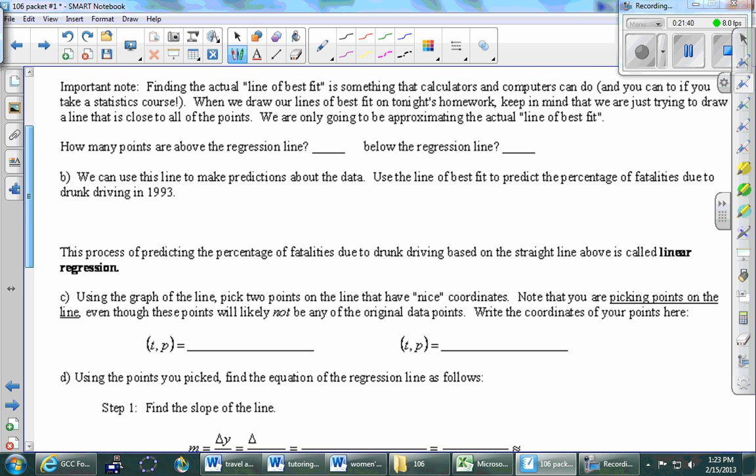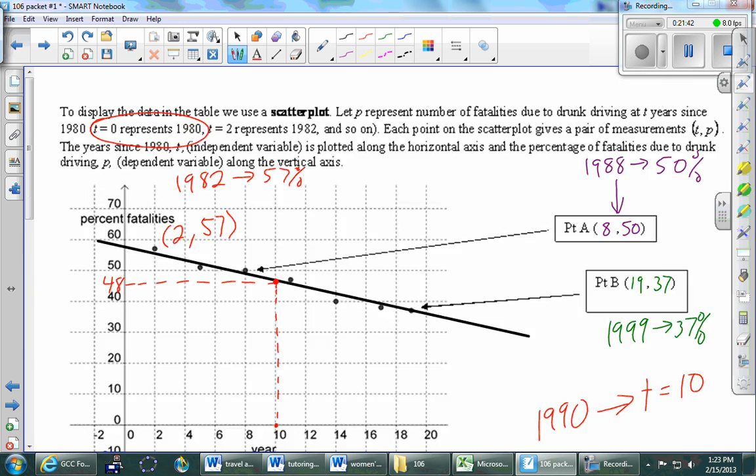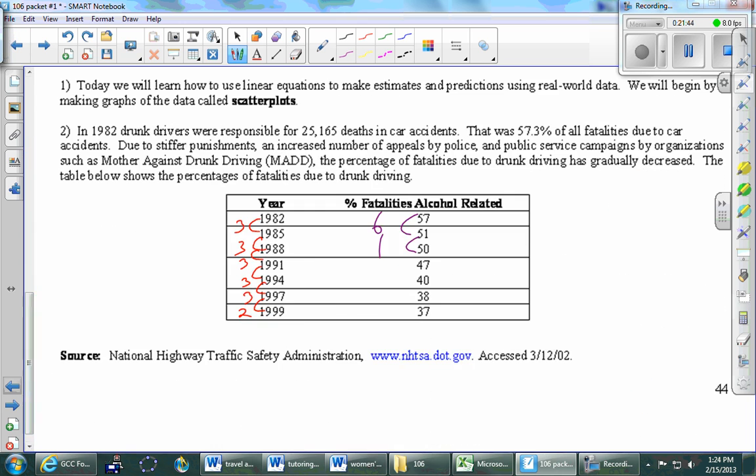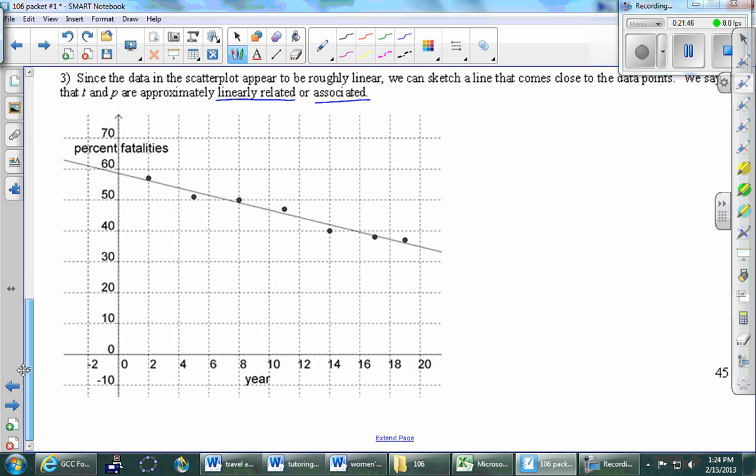How many points are above the regression line? Not the one that you drew, but the one that's drawn for us in this graph. How many points are above the line? 4? Everybody see the 4? 1, 2, 3, and 4. How many are below the line? 2, and it looks like maybe 1 is on the line.